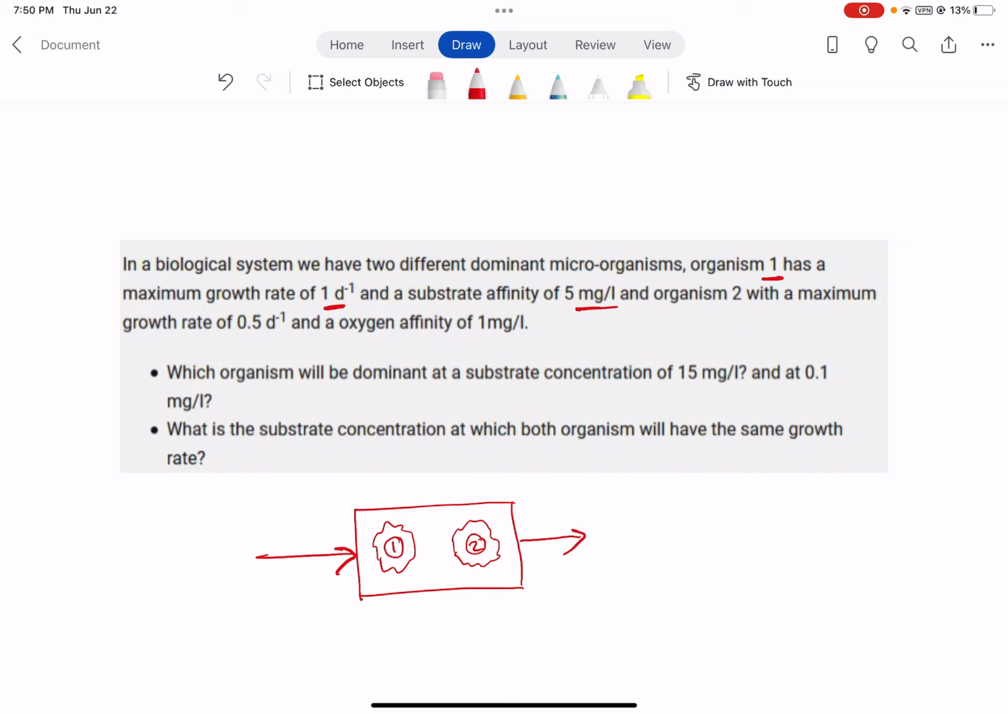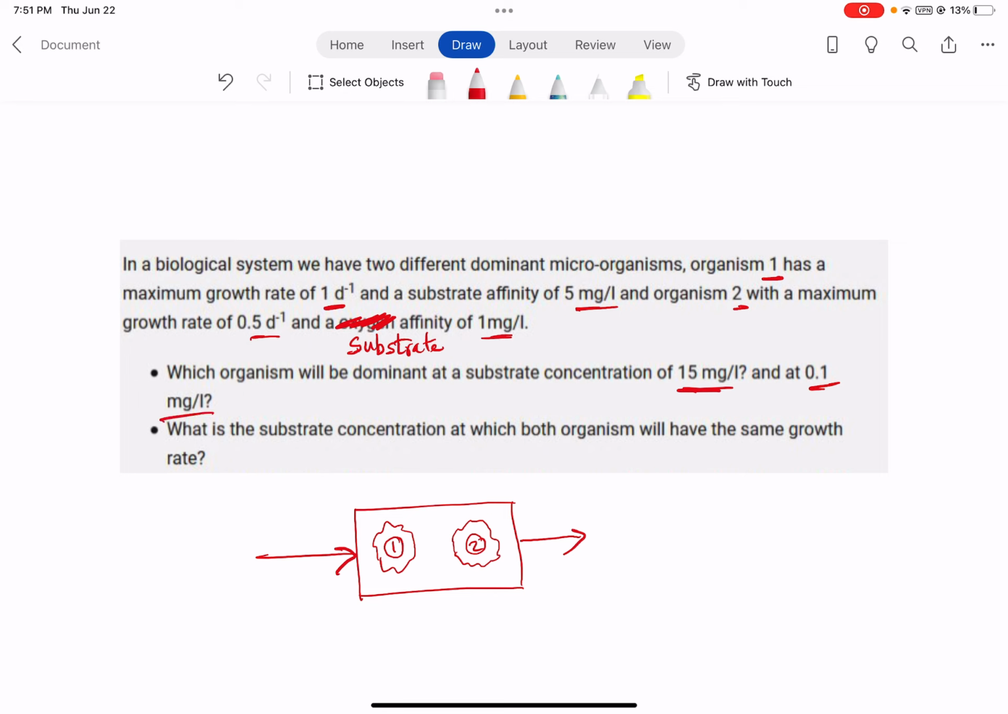So organism 1 has a maximum growth rate of 1 per day and substrate affinity of 5 milligram per liter. Organism 2 has a maximum growth rate of 0.5 per day, and substrate affinity of 1 milligram per liter. The problem is which organism will be dominant at a substrate concentration of 50 milligram per liter, and which one of them will be dominant at 0.1 milligram per liter.